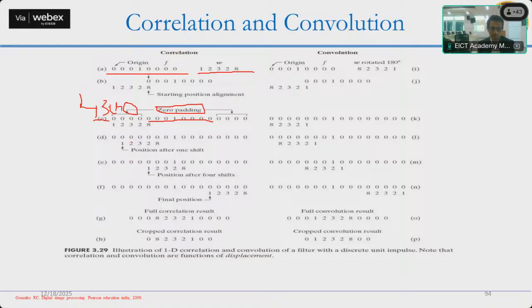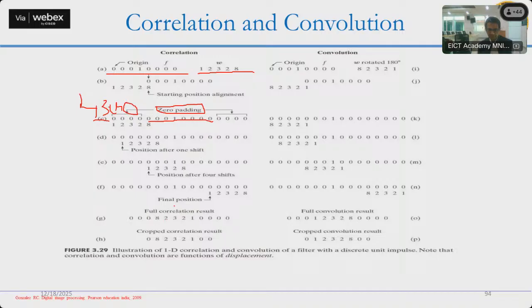Then thereafter, in the fourth shift, 8 will come below the 1, and with the other values, we will get the value 8. Thereafter, the 2 will come. So you can see this position. This 2 will come in the fourth shift. Sorry, that was in the third shift. So now it has come in the fourth shift. It is 2.